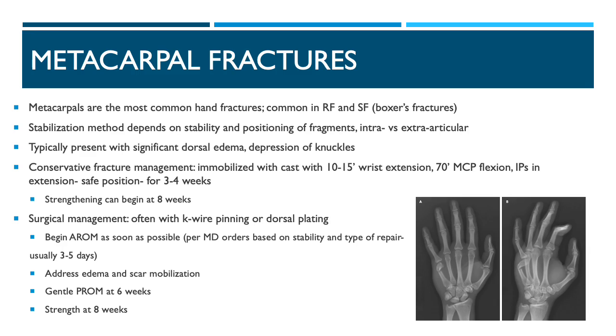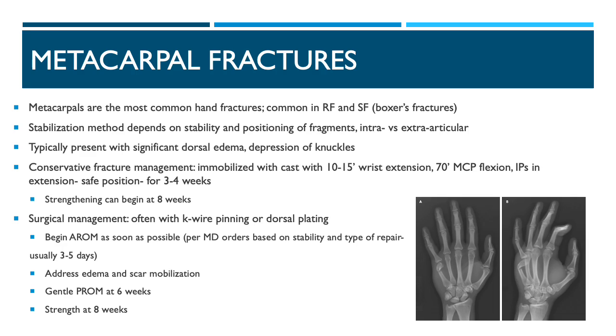So the stabilization really depends on the angulation and the displacement of the fracture. A lot of times they'll just do dorsal plating or pinning, and then again, get moving as soon as possible. In general, you can start active motion sometime within the first week, passive around 6 weeks, and then strengthening about 8.